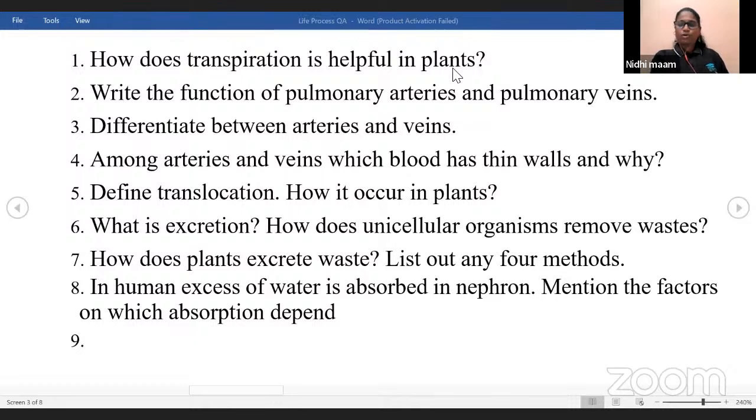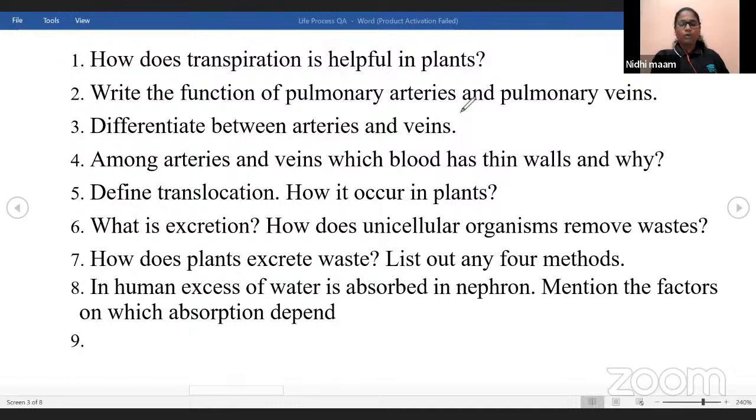The removal of nitrogenous waste, the removal of waste from the body, is called excretion. So for this definition we waited for 7 to 8 minutes. How do unicellular organisms remove their waste? What do we say for unicellular organisms, it could be Amoeba, Paramecium, or Euglena. So in such organisms, how does excretion happen? It is by a process called diffusion. Excretion happens there by diffusion.